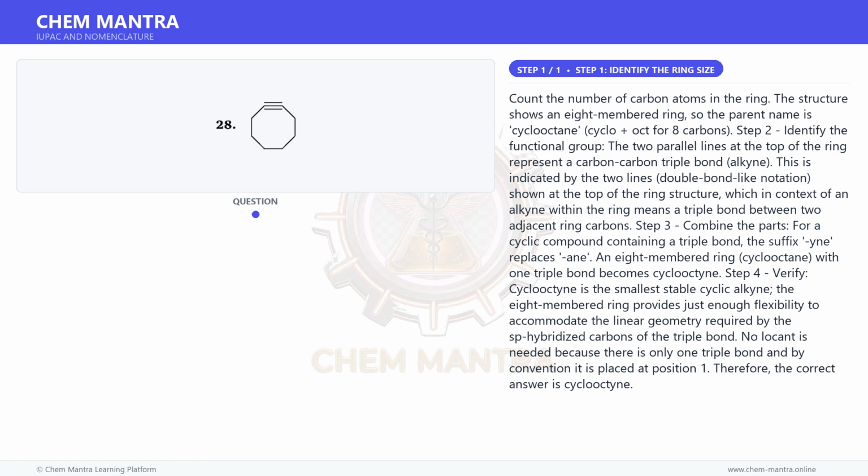Step 4. Verify. Cyclooctyne is the smallest stable cyclic alkyne. The 8-membered ring provides just enough flexibility to accommodate the linear geometry required by the sp hybridized carbons of the triple bond. No locant is needed because there is only one triple bond, and by convention it is placed at position 1. Therefore, the correct answer is cyclooctyne.